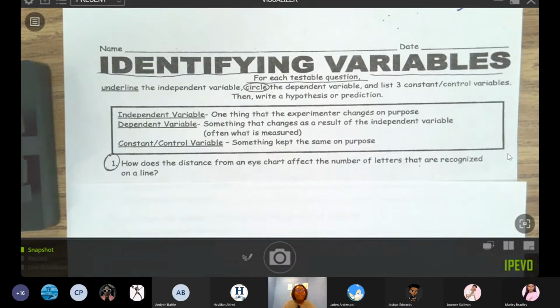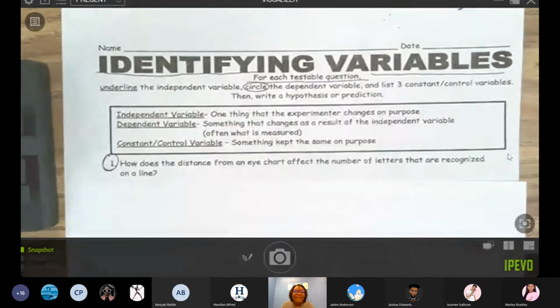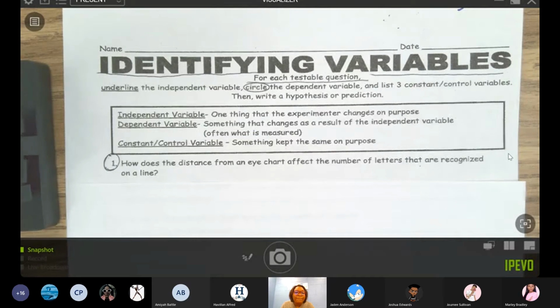Number 1, this is a testable question. Remember, this is a question that we're testing using an experiment, okay? So the testable question is, how does the distance from an eye chart affect the number of letters that are recognized on a line? So I've got to think about here. I'm going to get my pink first. So I've got to see here what's going to be changed in this testable question. What's going to make everything different?